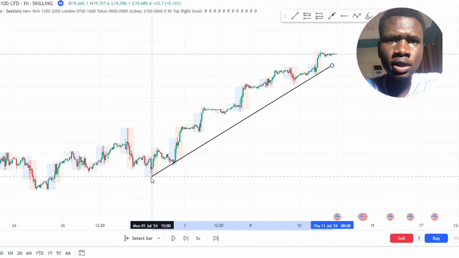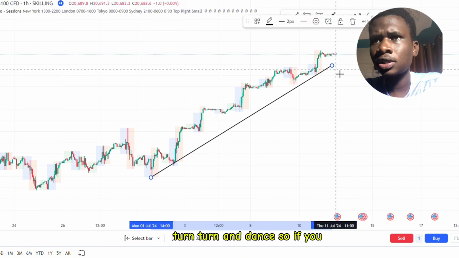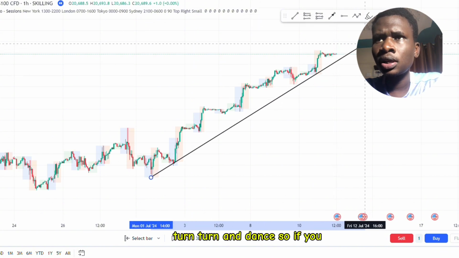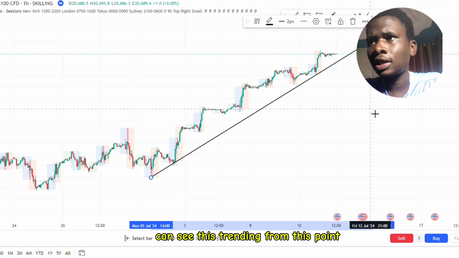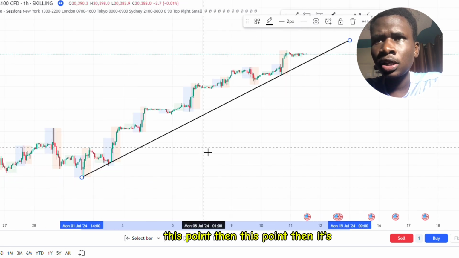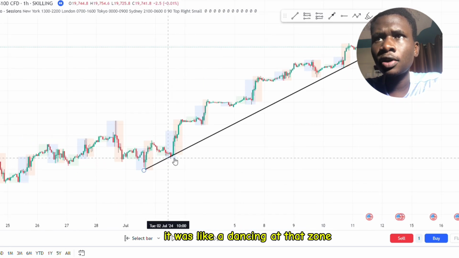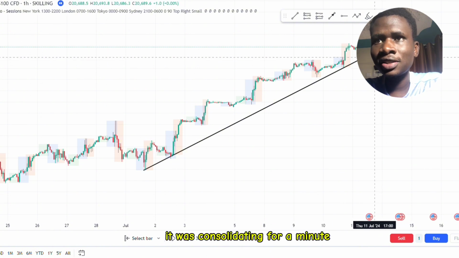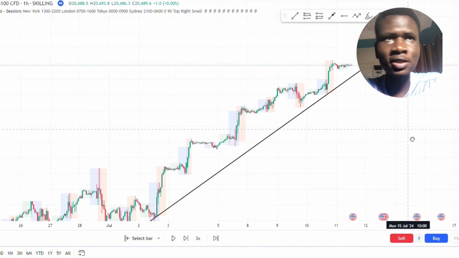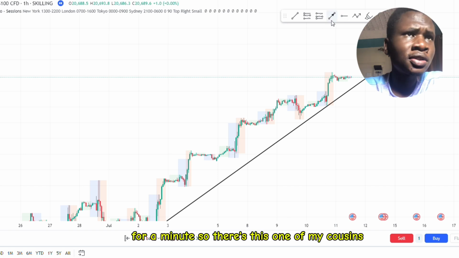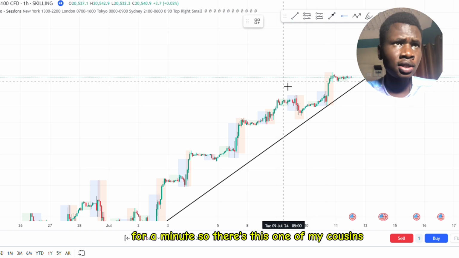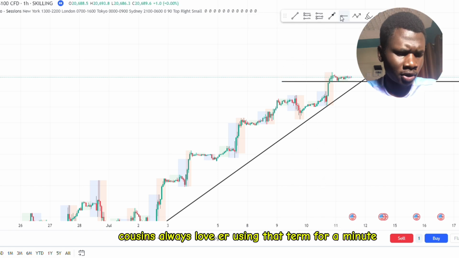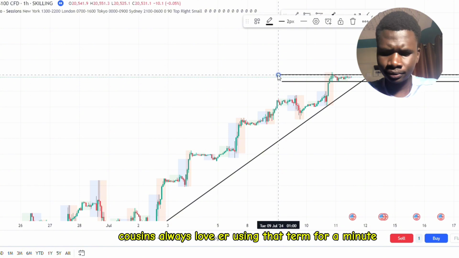So if you can see this trend line from this point, then this point, then it was like dancing at that zone. It was consolidating for a minute. Let's see, we move to the 15 minutes.